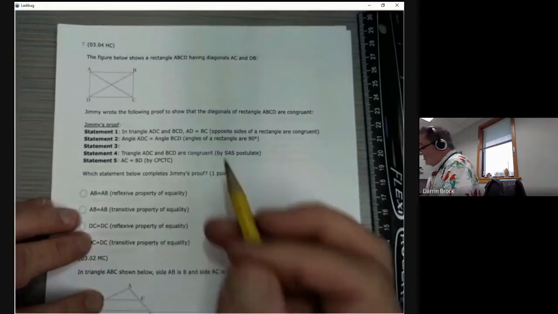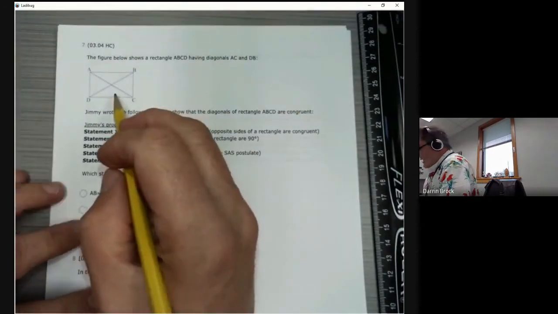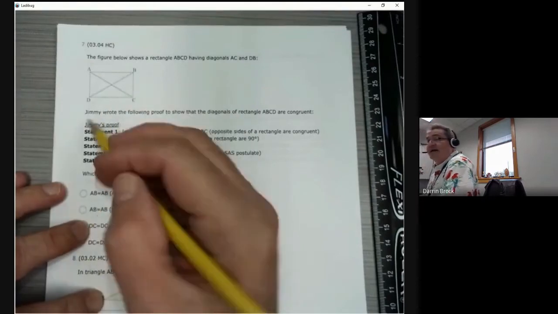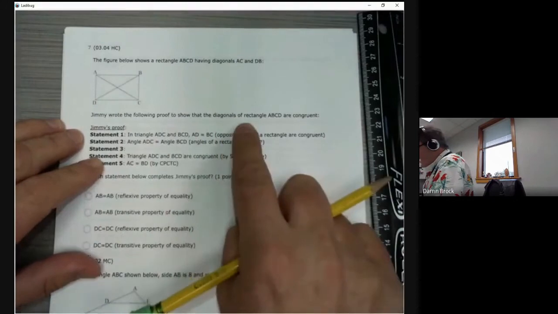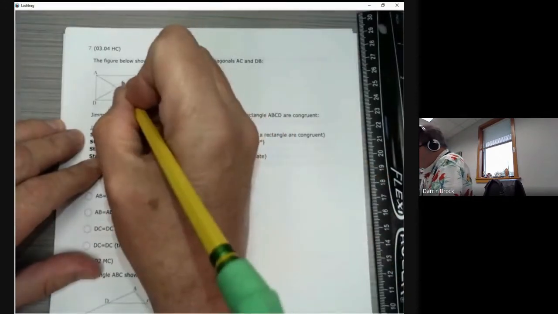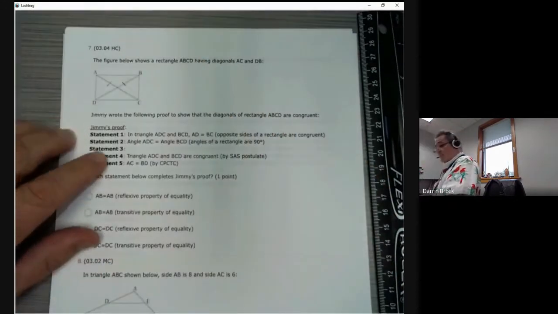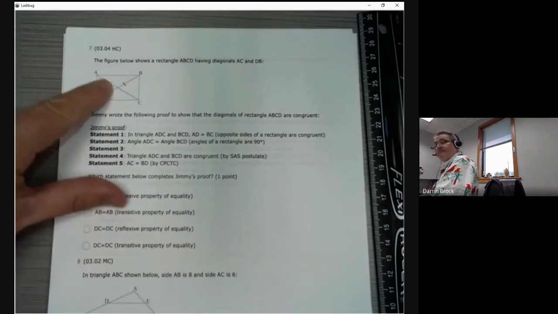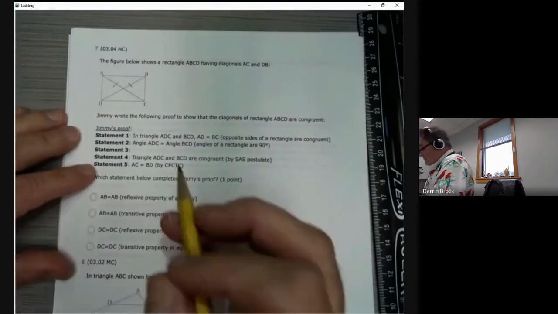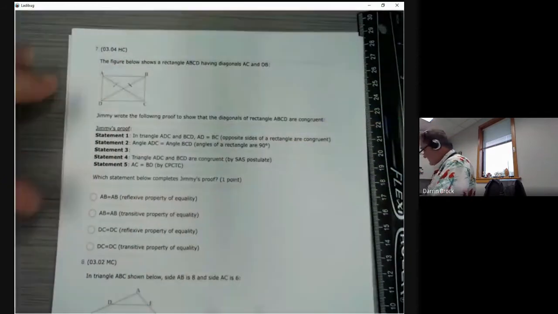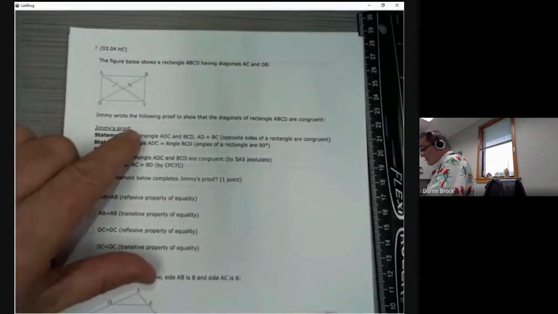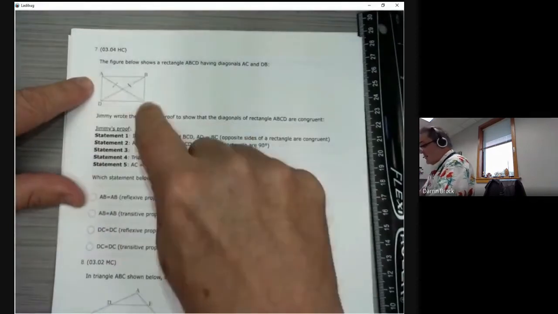This figure below shows a rectangle, ABCD, having diagonals AC and DB. Jimmy wrote the following proof to show that the diagonals are congruent. So he's saying that this is the same length as this, corner to corner, right? So he said in triangle ADC, so he's looking at half of it, ADC, and BCD. So he's taking 2 triangles out of this, right?